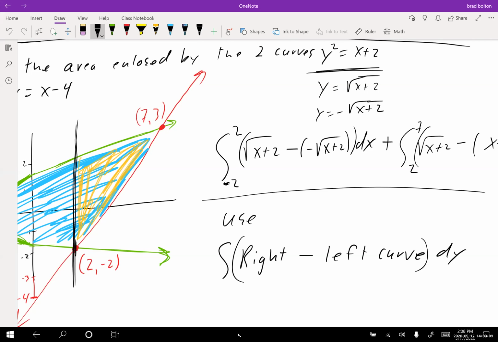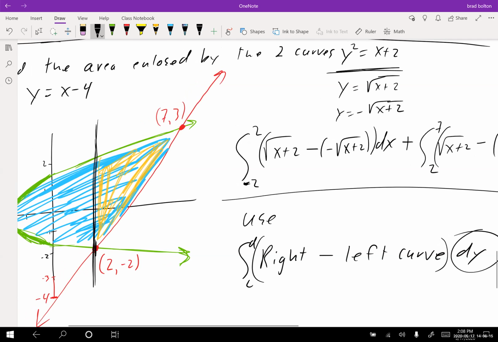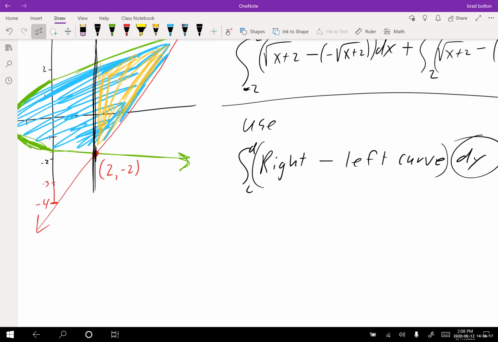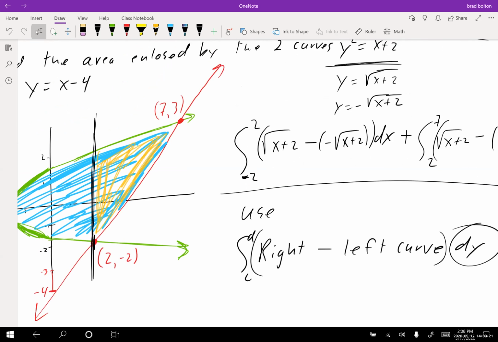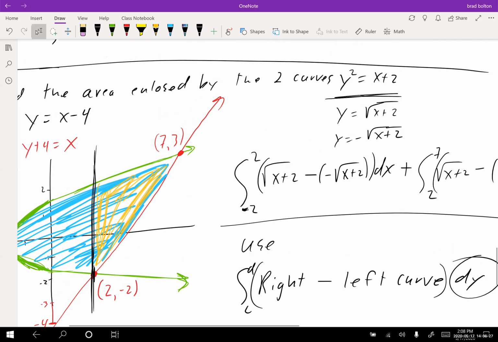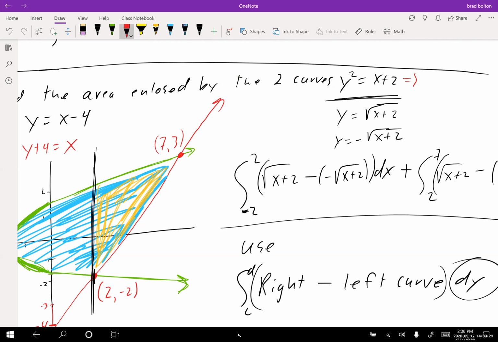All right, and then that means you have to use different limits of integration that have to do with y coordinates because you're working with dy. So let's see how that would work. What is the rightmost curve in this case? Well, you would have to solve for x. So this would be y plus 4 equals x. And over here, this would become y squared minus 2 equals x. So we would have these two functions to now work with.